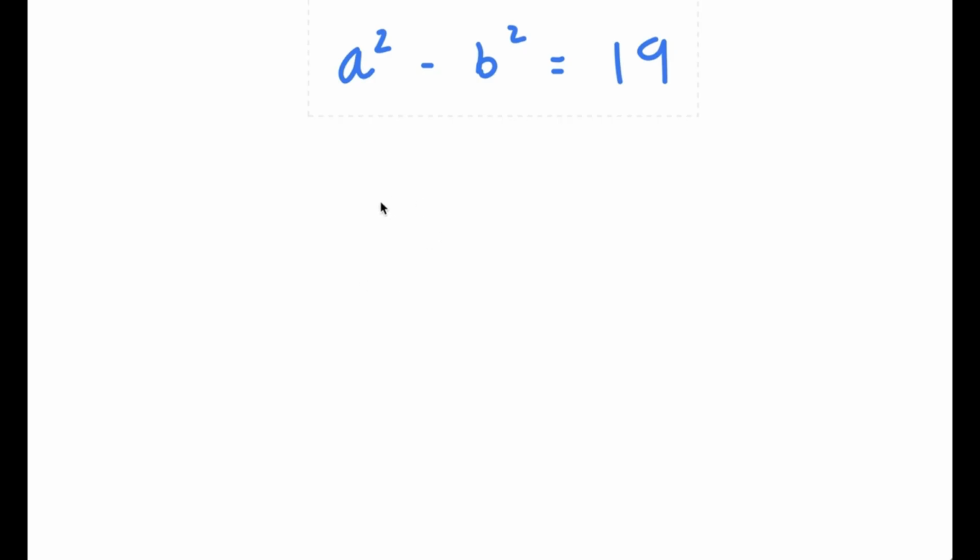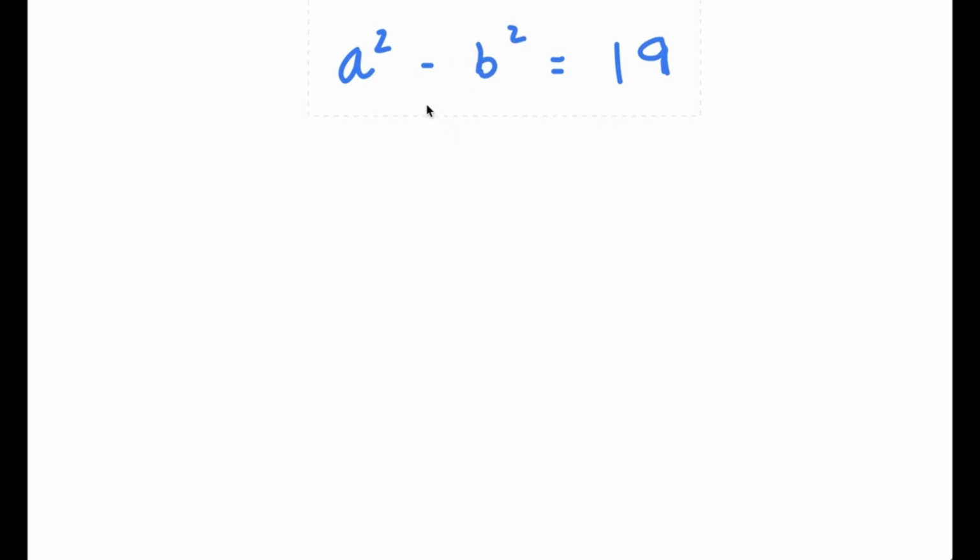Alright, so in this problem, I have a squared minus b squared is equal to 19. So I want to note that a and b are both positive integers, and we want to find the value of a and b. So, to start, we first start with a squared minus b squared is equal to 19.